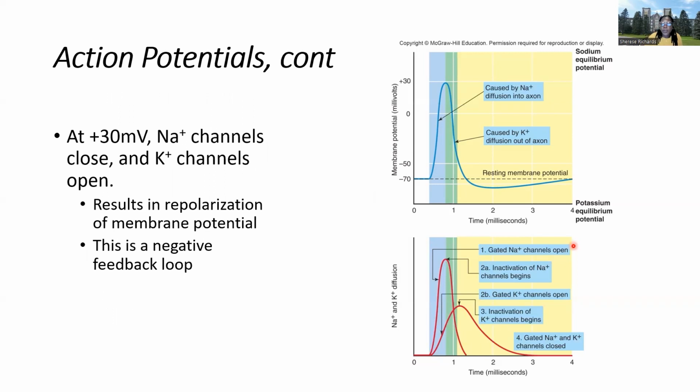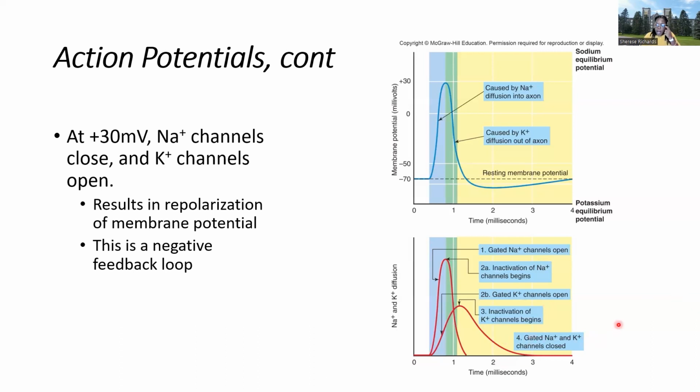Now, at positive 30, we have a swap in the state of those channels. The sodium channels become inactivated. That is, the activation gates are open, but the inactivation gate is now closed. So even if we had a strong enough stimulus, we could not fire another action potential in this phase. This will be considered a negative feedback loop, because the potassium channels are now wide open, potassium is leaving the cell, and we're getting back to our resting value, which is a negative feedback event that gets us back to set point.